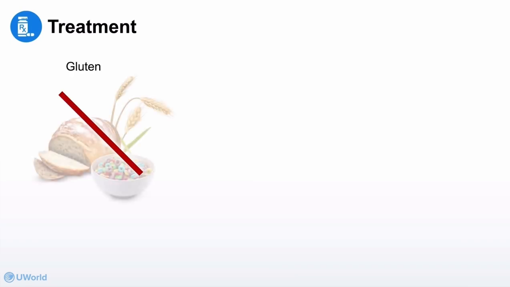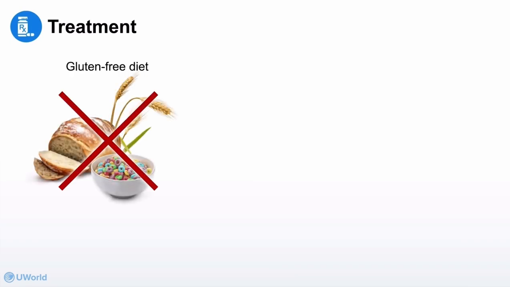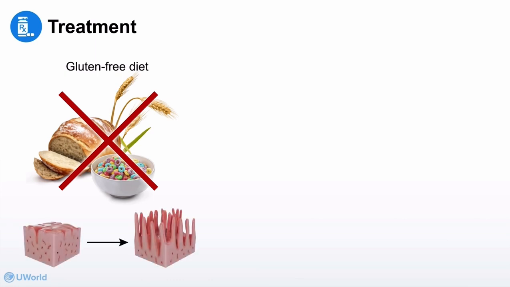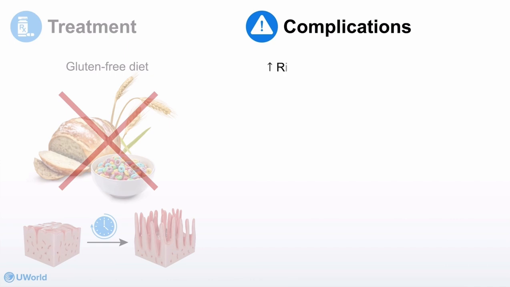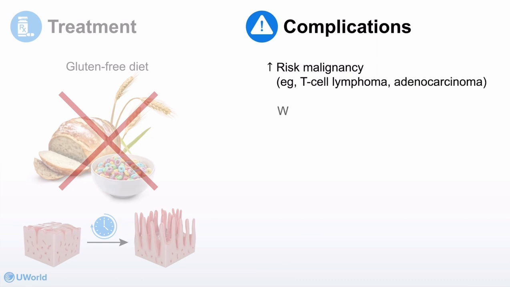The treatment of celiac disease is to remove gluten from the diet. Following a gluten-free diet can not only improve the patient's symptoms, but also help to normalize the biopsy and serology results over time. Patients with celiac disease have a higher risk of certain malignancies, such as small intestinal T-cell lymphoma and adenocarcinoma. If a patient is adhering to a gluten-free diet but develops worsening symptoms, consider evaluating for malignancy.